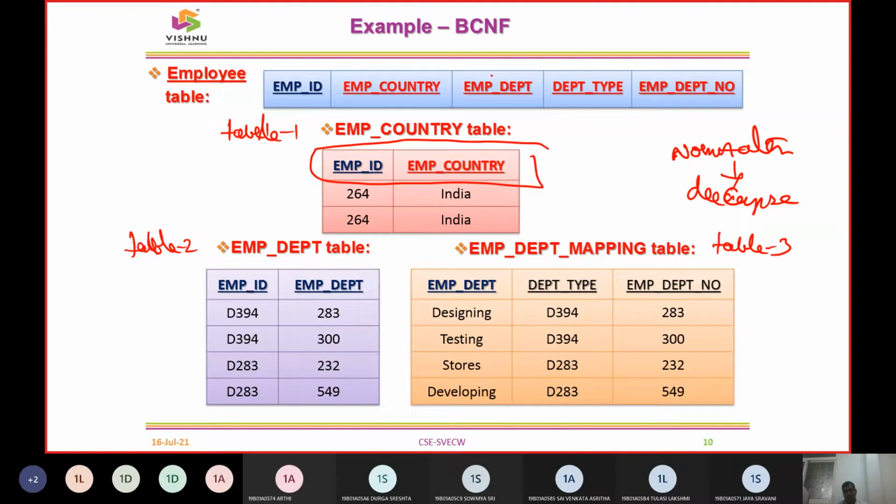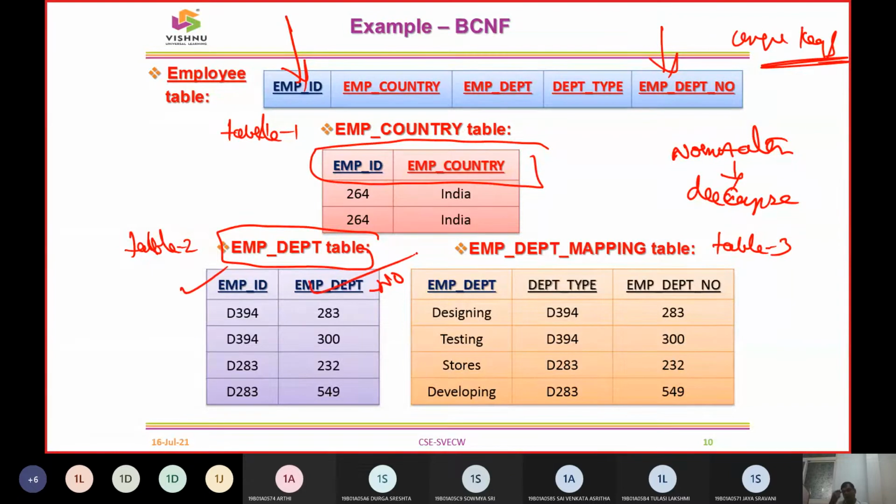I can't put the employee department number in a country, so there won't be much meaning here. Therefore, we are going to see that employee ID and employee country exist in a relation. Then we are going to have this employee department table, where you can see employee ID and employee department number. These two are going to have the unique keys. Therefore, such two unique keys are going to be mentioned in table 2.